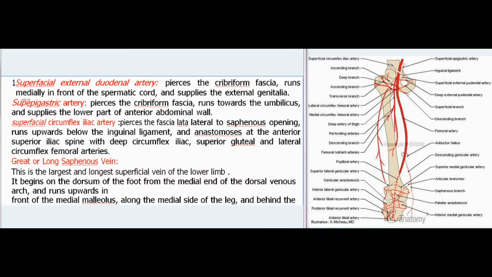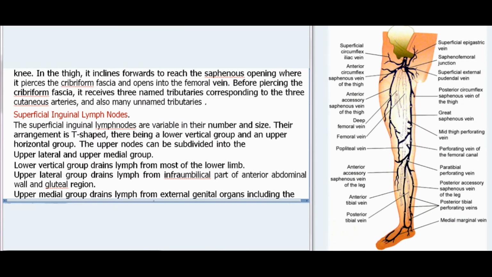Great or long saphenous vein. This is the largest and longest superficial vein of the lower limb. It begins on the dorsum of the foot from the medial end of the dorsal venous arch, and runs upwards in front of the medial malleolus, along the medial side of the leg, and behind the knee.